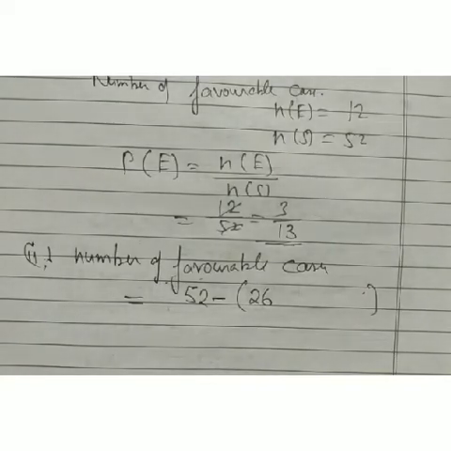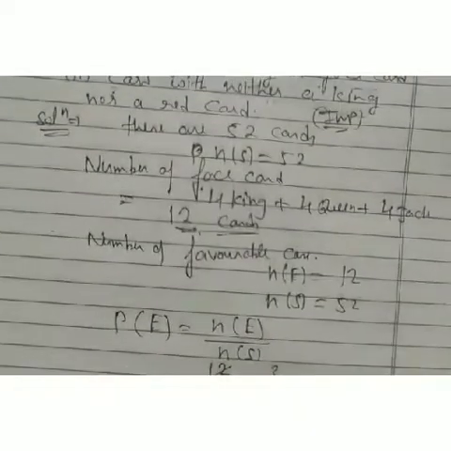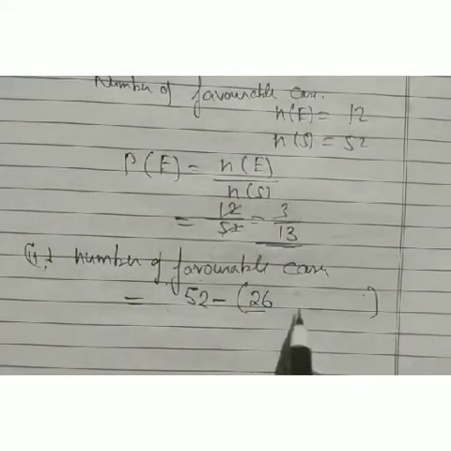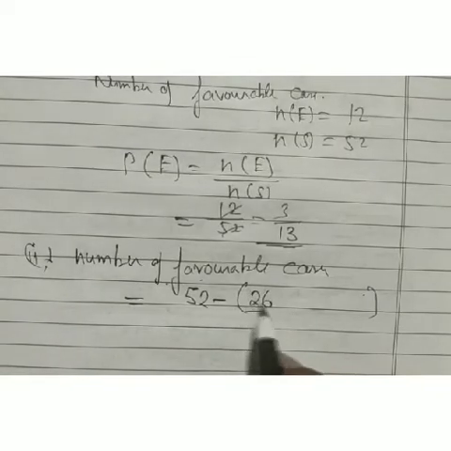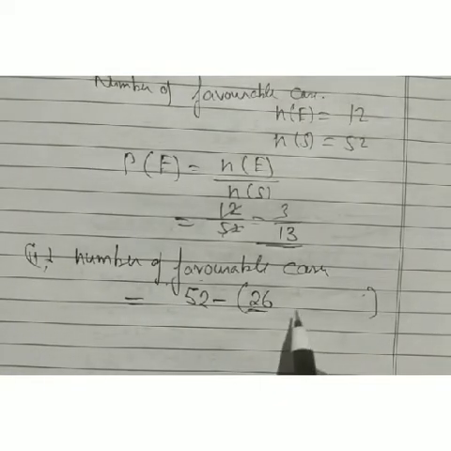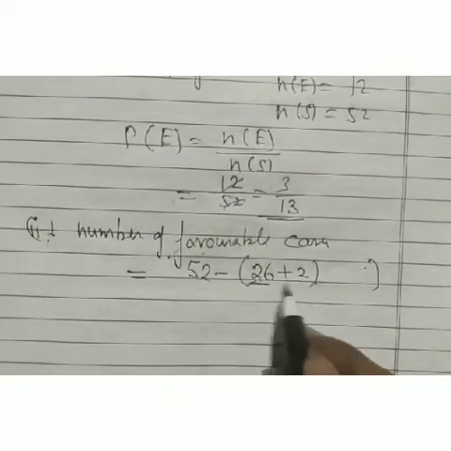Now in the 26 red cards, there are also 2 kings included. We have to subtract the kings, since there are 4 kings, but 2 of them are already included in the 26, because in the 26 red cards we have already counted the 2 red kings. Then the 2 kings of the black cards are left, so we have to subtract 26 plus 2.